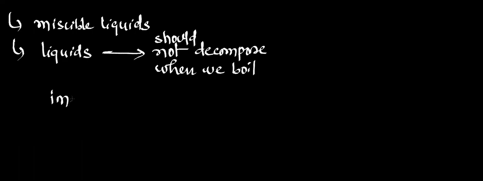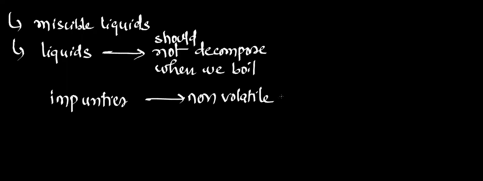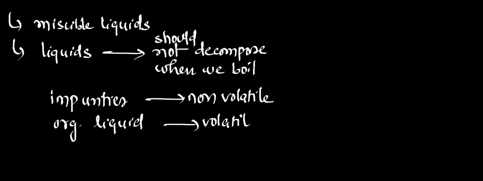And what about the impurities? Impurities must not be volatile. Impurities must be non-volatile in nature. That means they should not vaporize. And the main organic liquid which we want to separate must be volatile in nature. In the sense, when we boil, it must vaporize.